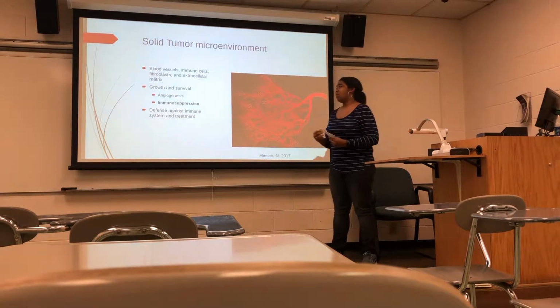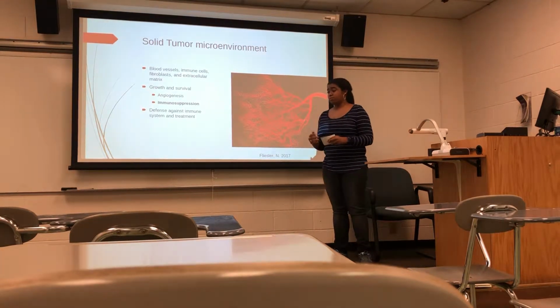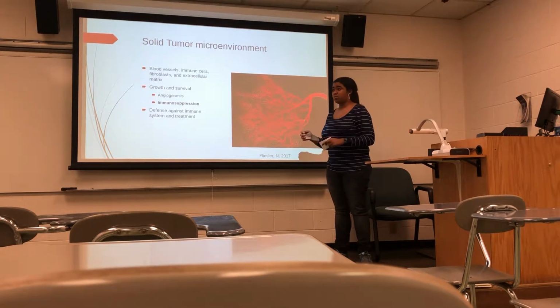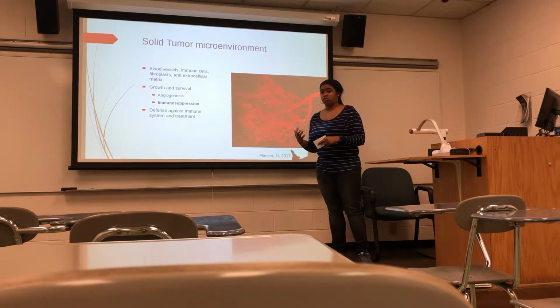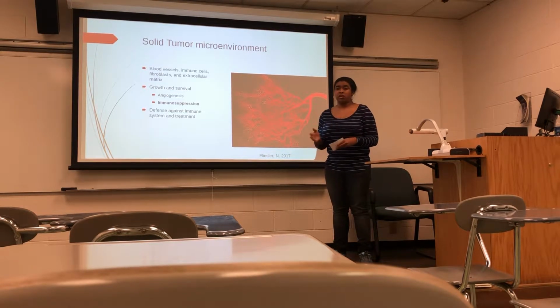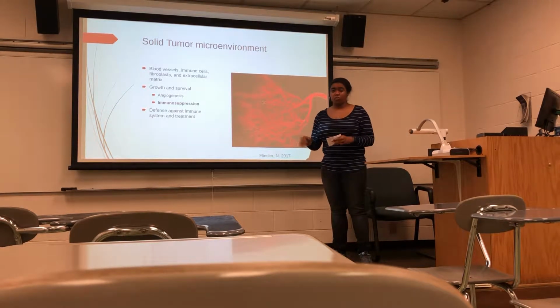Angiogenesis is one means of growth and survival, and it is the production of blood vessels. Tumors are able to produce blood vessels from already existing vessels, as seen in this figure, in order to provide blood supply and nutrients to the tumor. There are anti-angiogenesis treatments, but the issue with that is a lot of treatments require these blood vessels to get the treatment to the tumor adequately.